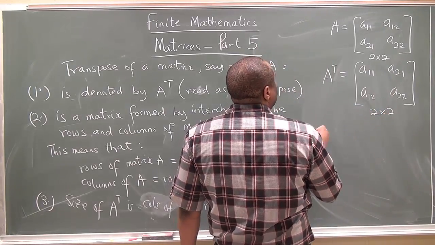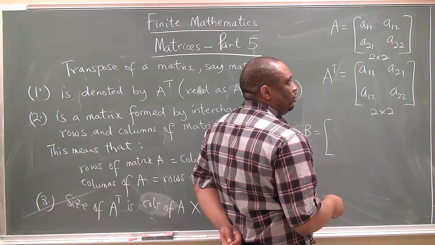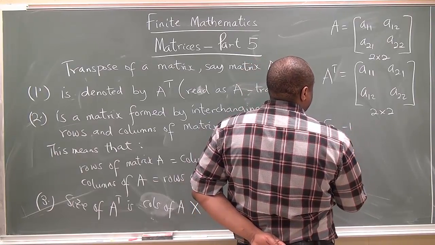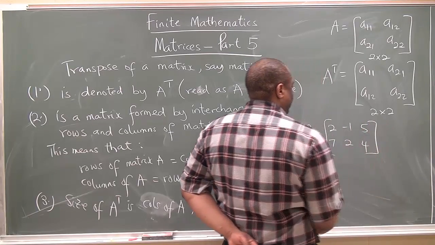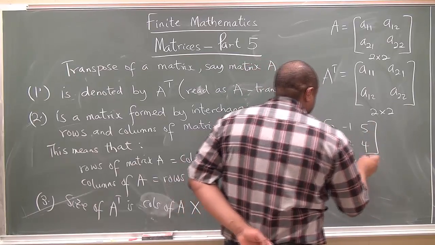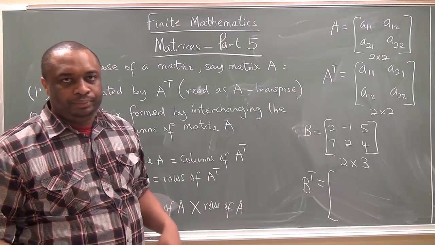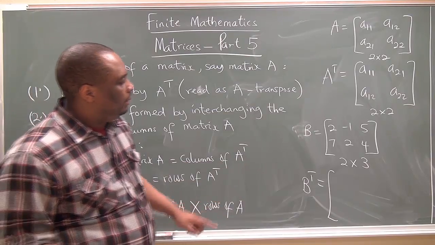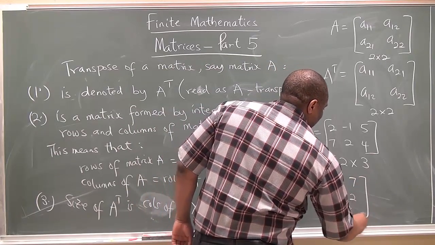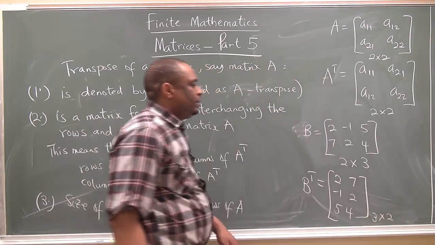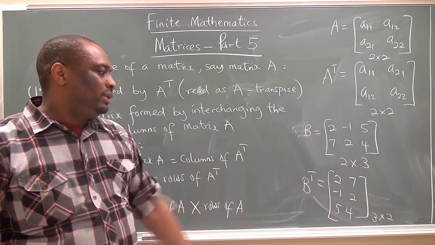Now, assuming B is 2x3, two rows and three columns, maybe 2, negative 1, 5, 7, 2, 4. This is a 2x3. Then B transpose will be 3x2. So B transpose will be 2, 7, negative 1, 2, 5, 4, and that is a 3x2. So transpose means interchanging the rows and columns of the main matrix.